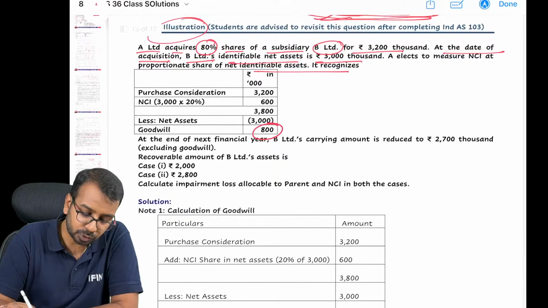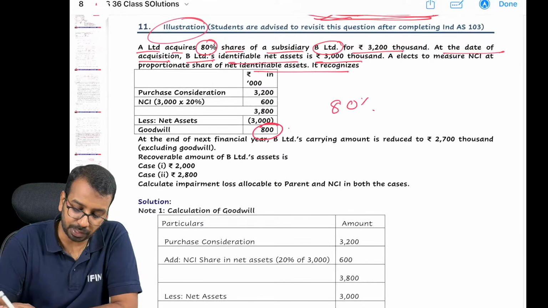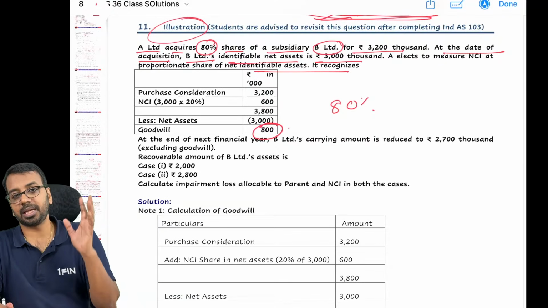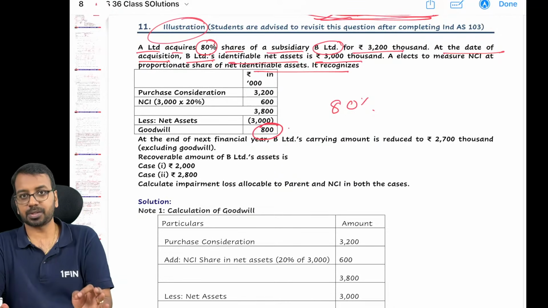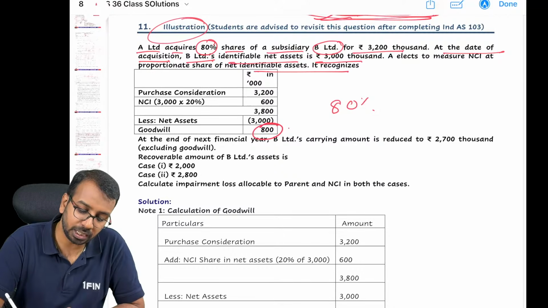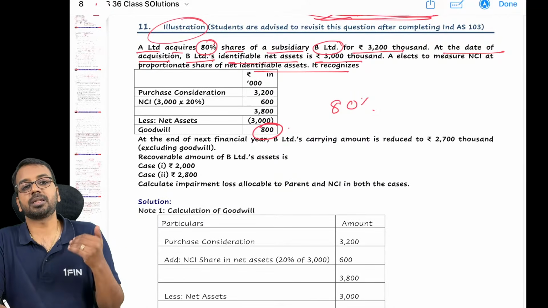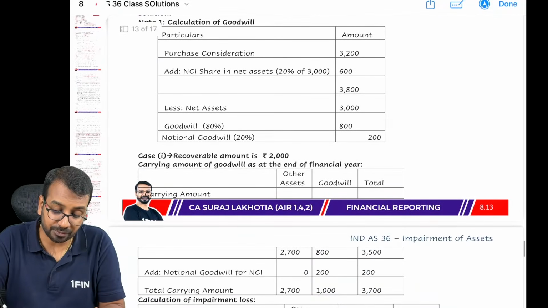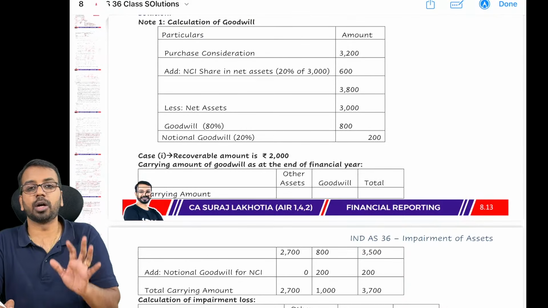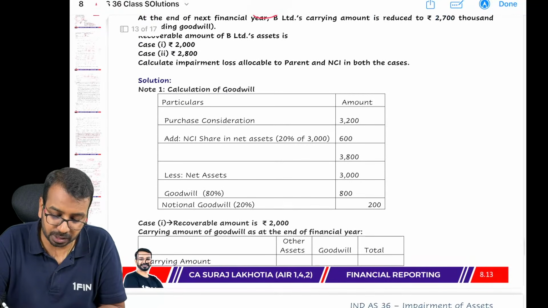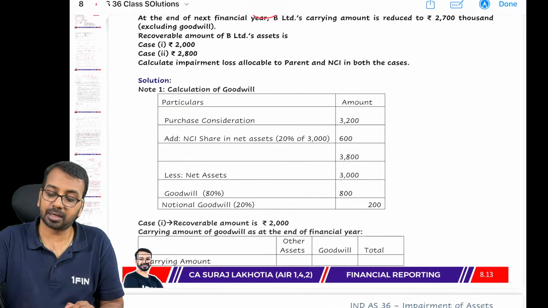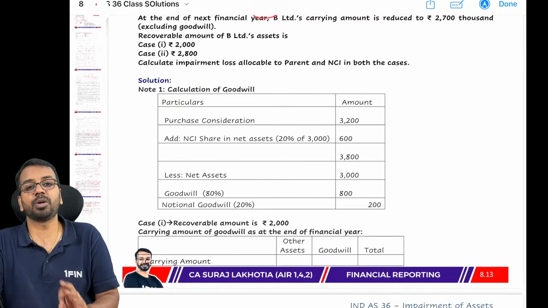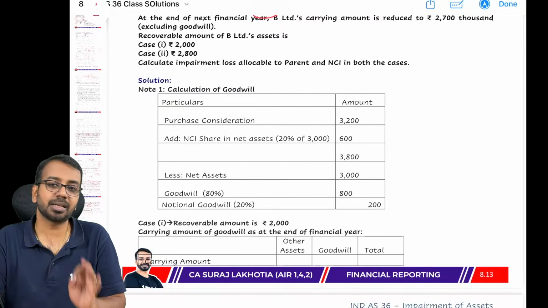So goodwill comes to 800. This is 80% of goodwill. Now whenever I am testing for impairment, I am taking the recoverable amount fully, for 100%, whereas goodwill I am considering only 80%. So I have to gross up. Gross up means I have to create a notional goodwill of 200, because 80% goodwill is 800. What is full goodwill? 800 divided by 80%. This grossing up is required only when we are following the proportionate share in net asset method.